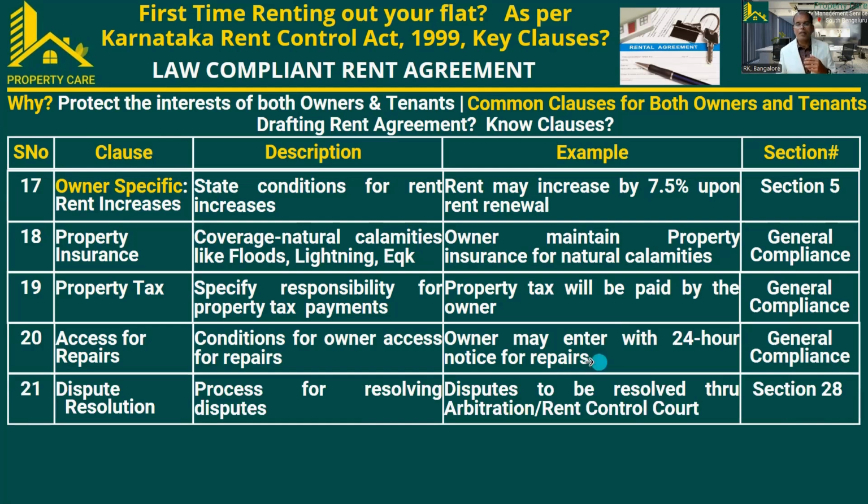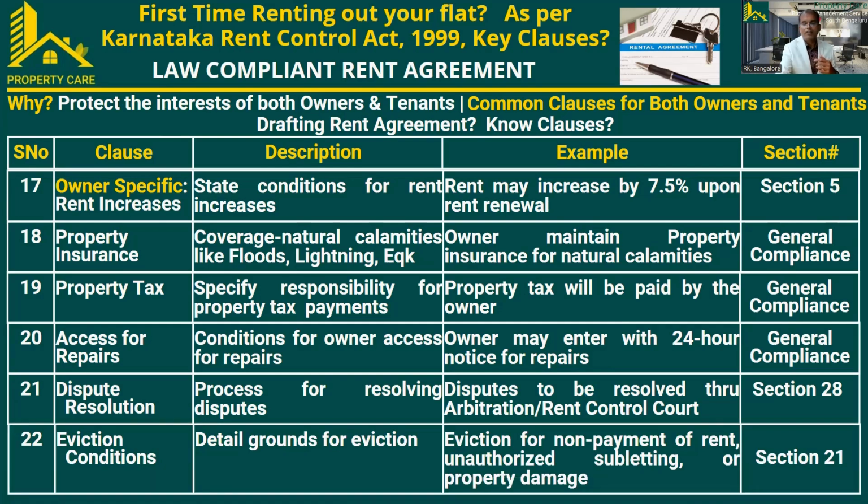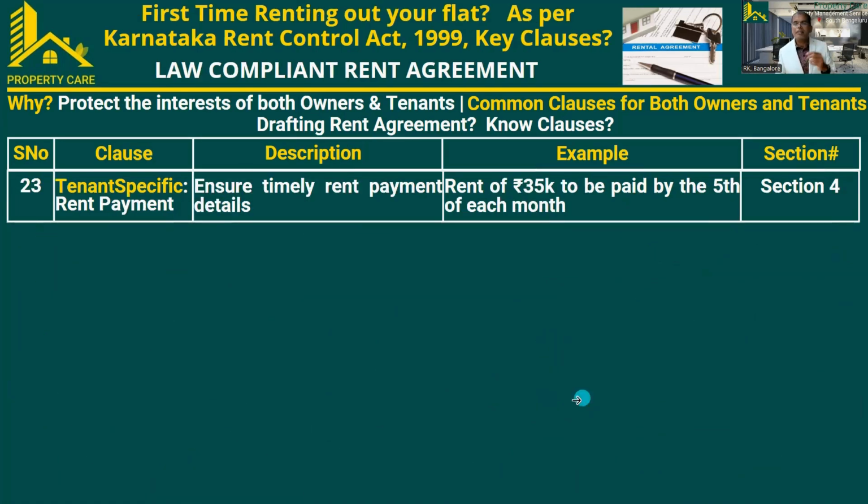Dispute resolution. In case of any dispute, arbitration, as we discussed. Eviction conditions also discussed. And now tenant specific. What are the tenant-specific points? The tenant pays the rent, 35K, to be paid on the 5th of each month. This is the tenant's responsibility. You should pay on whatever date is agreed. Make sure the rent is getting paid to the owner's account.